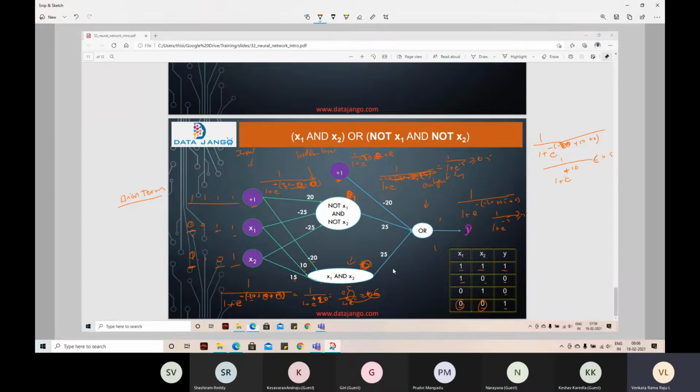And for this other node, 1 by 1 plus e power minus of 1 into 20, minus 25, plus 0. This is equal to 1 by 1 plus e power minus of minus 5, which is plus 5. That is also less than 0.5. This is also 0. Now the final output node: 1 by 1 plus e power minus of minus 20, plus 0, plus 0. This is equal to 1 by 1 plus e power 20.